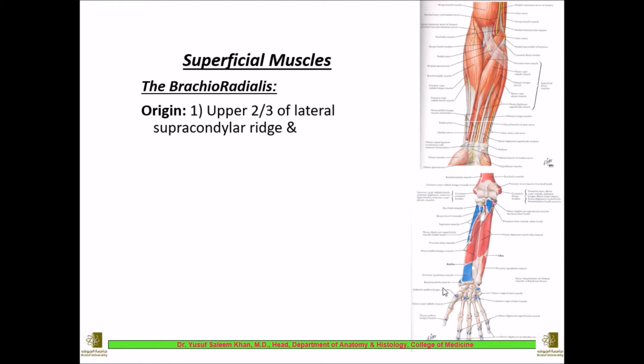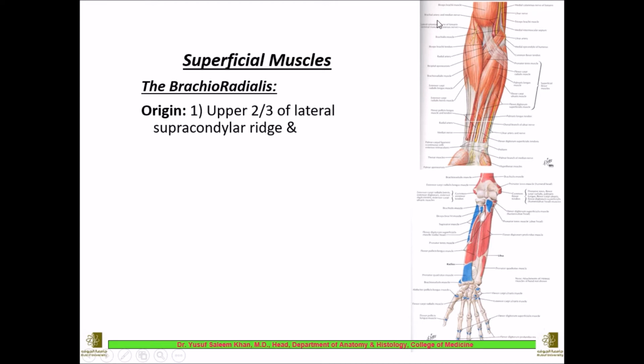So the upper one-third is mainly occupied by the brachioradialis. Here you can see that this is the brachioradialis, which is taking origin from the upper two-thirds of the lateral supracondylar ridge. There is medial as well as lateral. This will be taking origin from the lateral. Just below that will be the origin of the extensor carpi radialis longus.